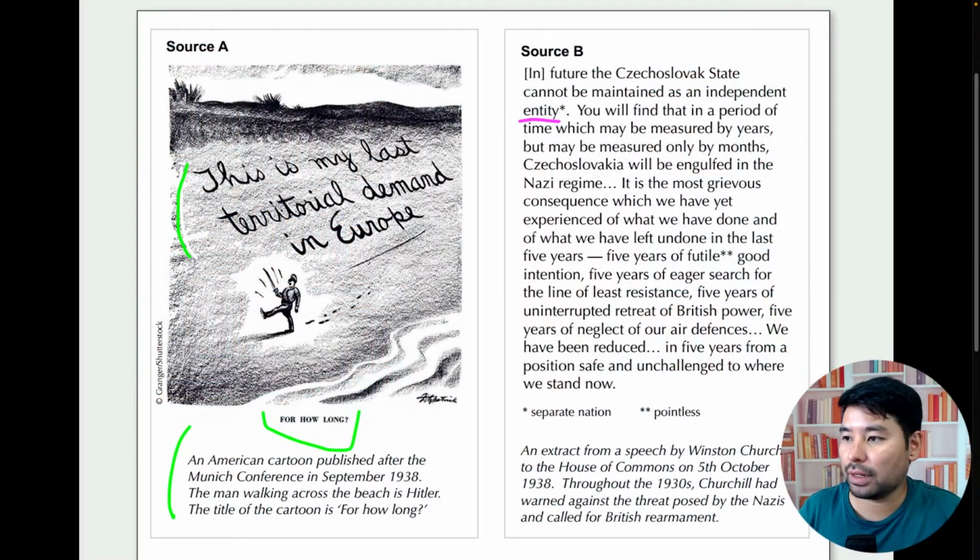Example, I'm going to read for you. The two countries fought for the right to become separate entities. This is an example, okay? Pronunciation. Entity. Entity. All right. So let's get back here. And you will find it in a period of time measured by years, by months. Czechoslovak will be okay. We have the next one here.